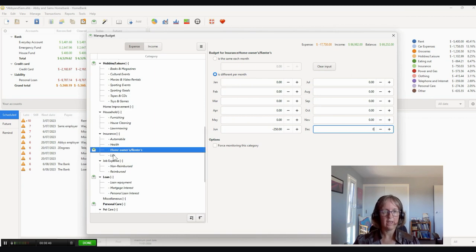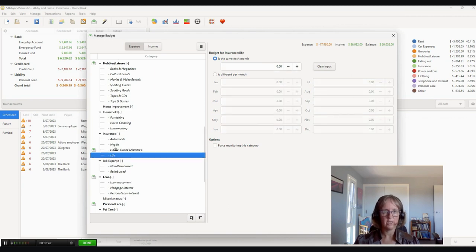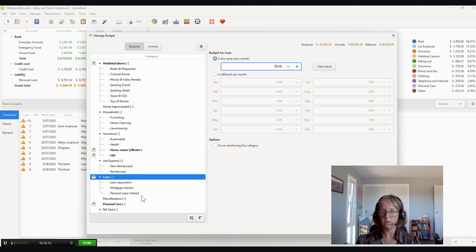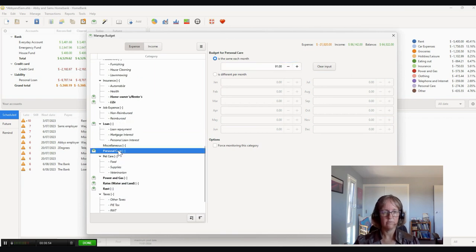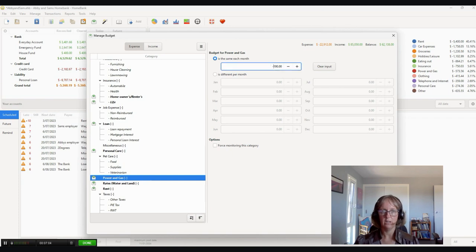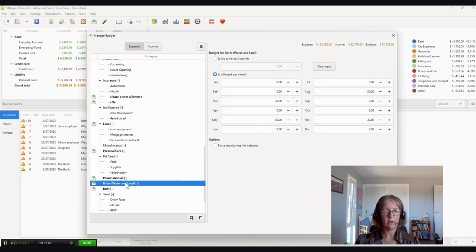Now they have other insurances, which we could put under life or health. So we'll put under life, and that was $250 a month. They have a loan, which they're paying off at $70 a month. They have personal care of about $91. You don't need to be too specific. I tend to round up to the nearest dollar or $10, depending. $190 for power and gas.